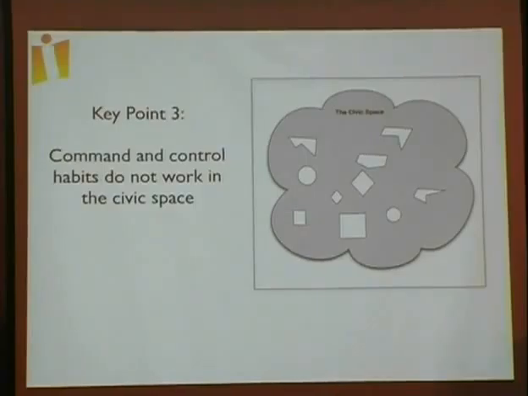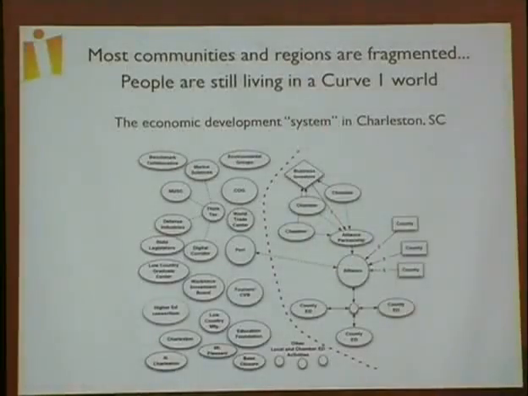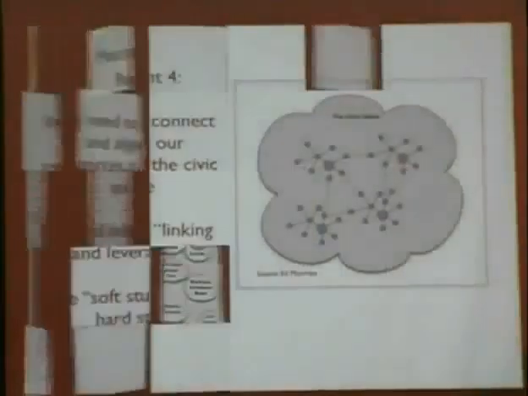It will never work. Key point number four is that in addition to it not working, it's complex. There are a lot of opportunities out there to link and leverage different organizations. This is the economic development system in Charleston, South Carolina. And you can see how complicated it is. A similar system operates in Northeast Ohio. It's very complicated. It's very complex. You're never going to command and control it.